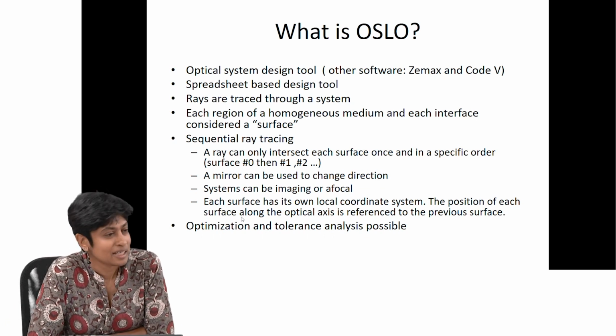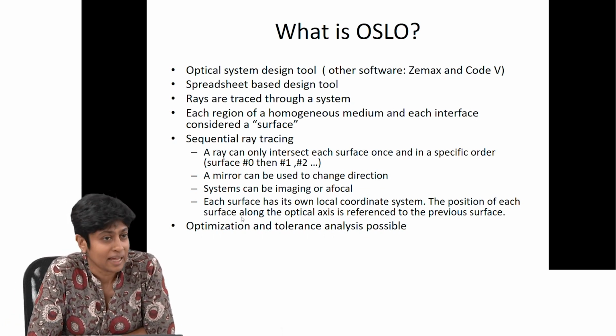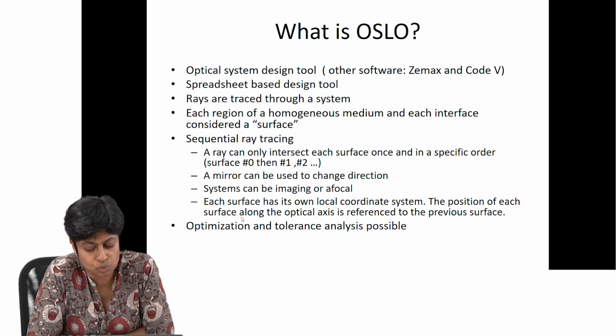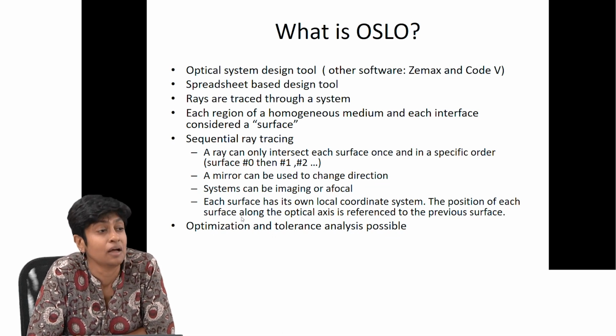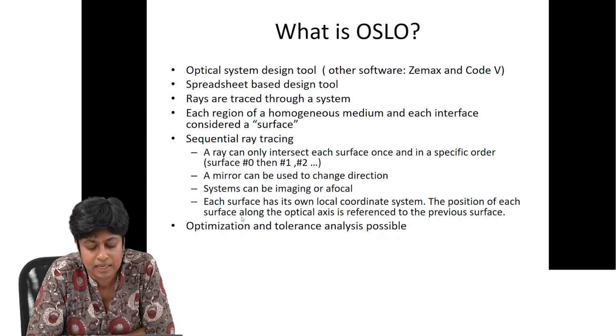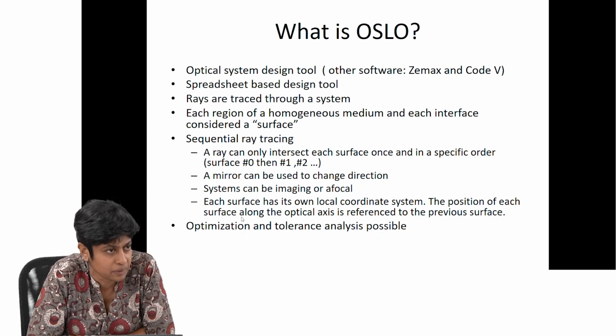So it's an optical system design tool, and there are other tools like this. Most commonly, tools called Zemax and Code V. So if you work in optics at all, if you buy optical components from companies like Thorlabs and Melles Griot, they may even have the optical designs of their systems, and you can download those designs either in Oslo or in Zemax. Okay. It's a spreadsheet tool, as you will see when we open the software. So you enter all the information as part of a spreadsheet. What the software allows you to do is to trace rays through the system.